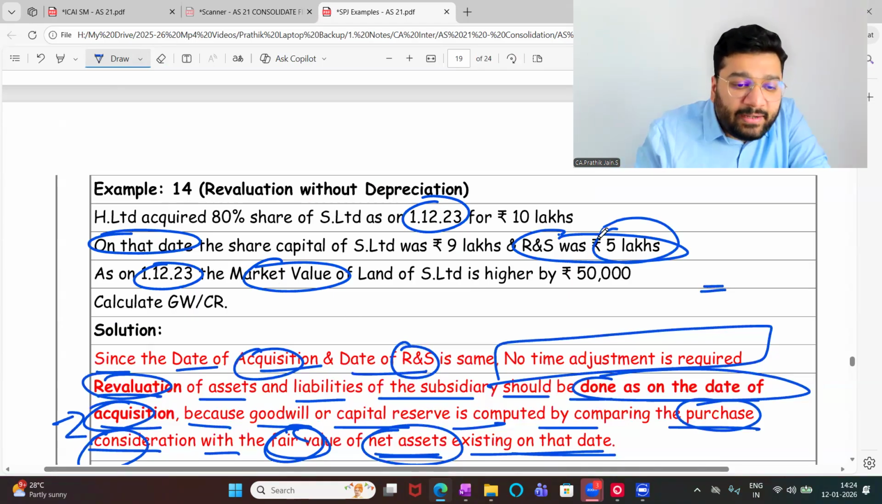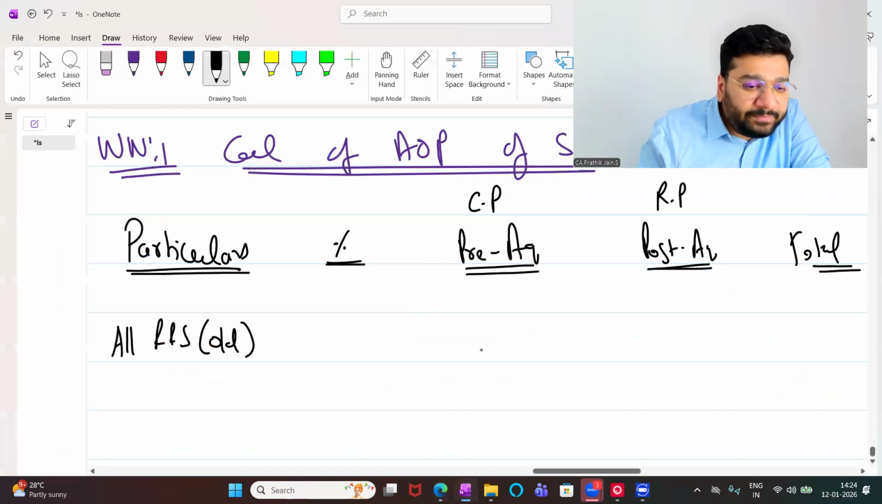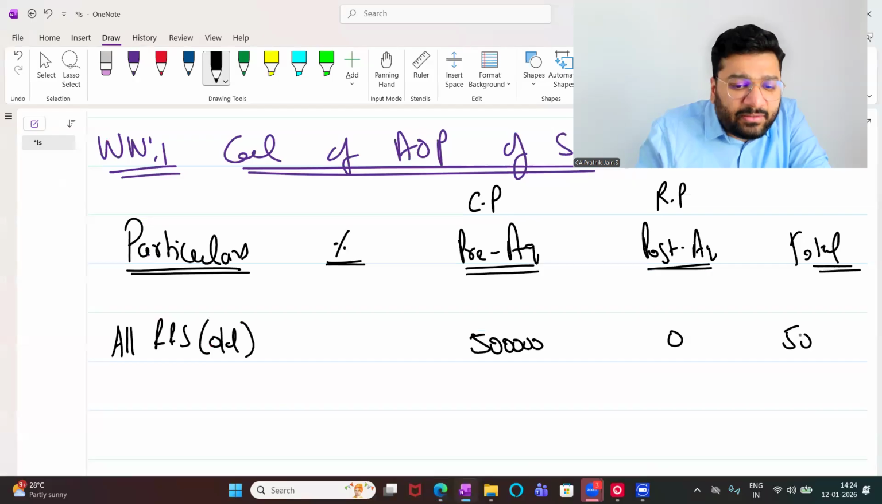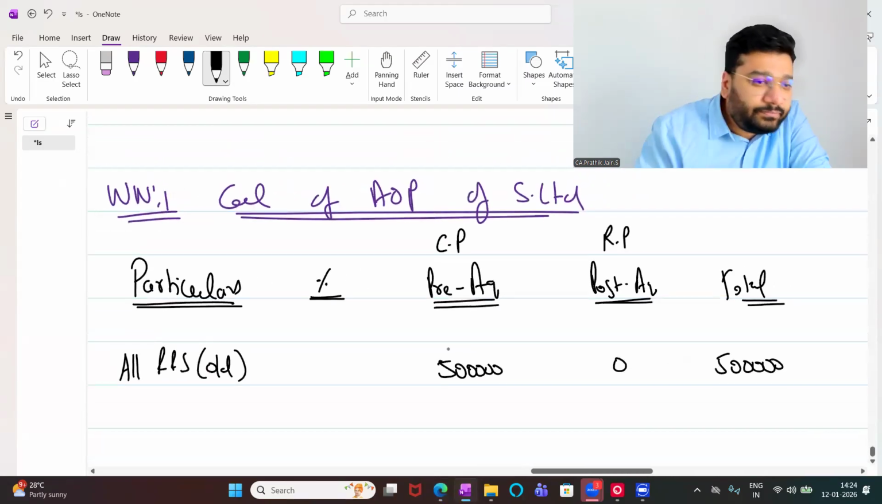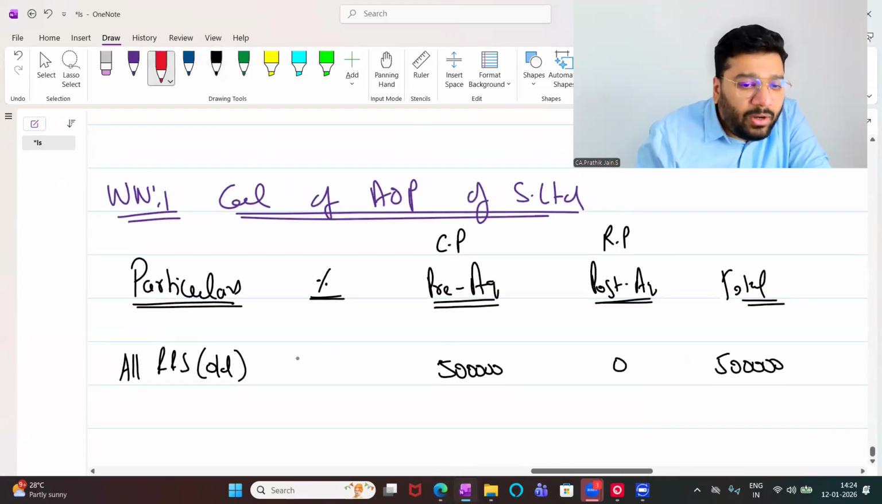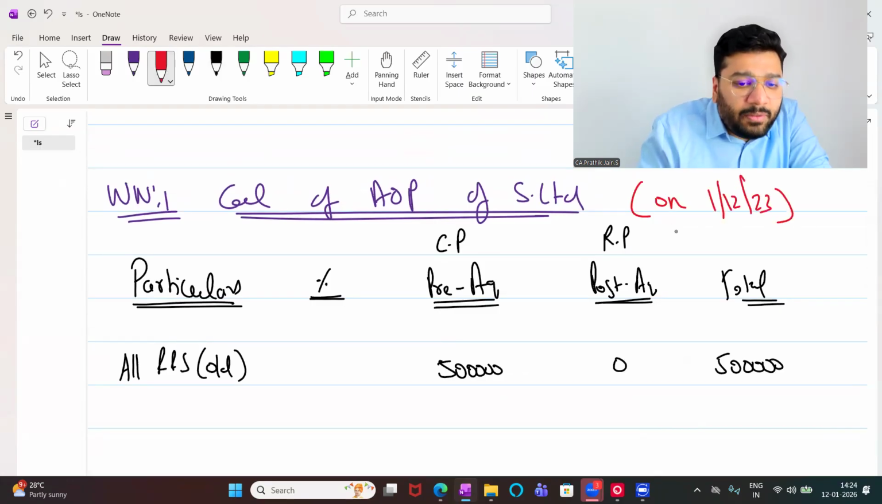So what is my pre-profit? 5 lakh rupees is my pre-profit. Post is 0. Total is 5 lakh. All this calculation is happening on which date? 1/12/23. All this is happening on 1/12/23. Any problem?